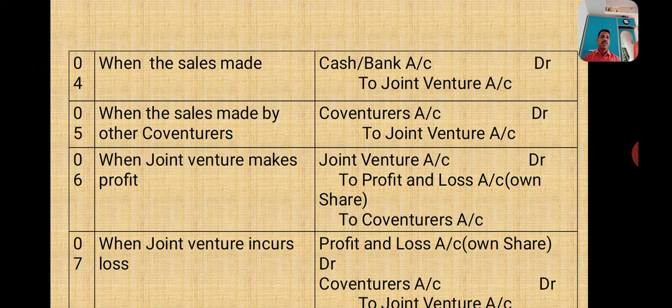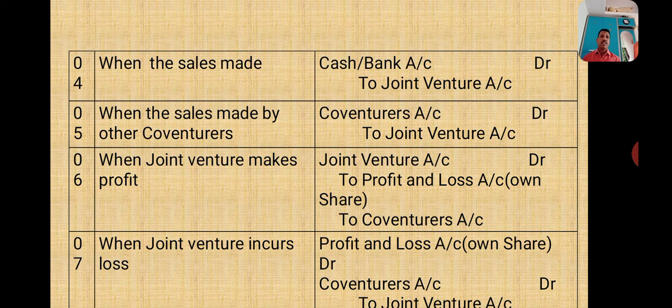So: joint venture account to profit and loss account, to co-ventures account. To profit and loss account, own share of profit. To co-ventures account, other co-venturers' share of profit. And another entry in this concern is when the joint venture incurs loss. If loss occurs on account of the joint venture, then the above entry will be reversed.